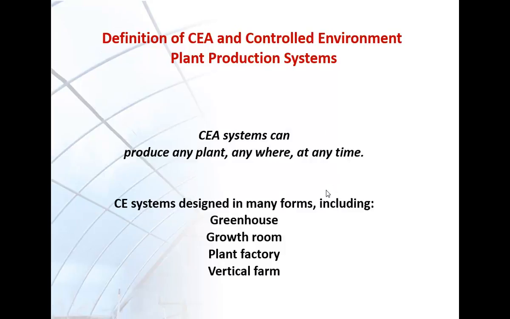You might say that CEA systems can produce any plant anywhere at any time. And this is because many forms of greenhouse, growth room, plant factory, and most recently vertical farms have been developed to provide the controlled environment to produce these crops.